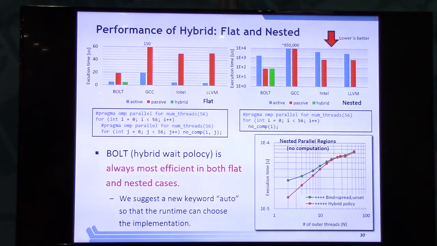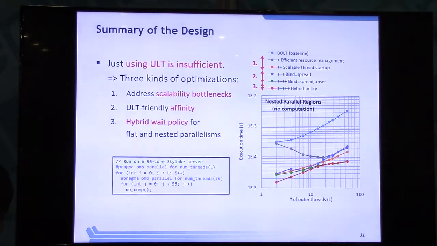On the left, parallelism is very limited, so it is not flat, but parallelism is not very abundant. Then the hybrid policy can efficiently handle such a case and shows better performance than the passive implementation. All right, so the summary of the talk, Bolt, design and implementation. Just replacing the threading layer is not enough, and we apply 3 kinds of optimizations to fully exploit nested parallelism without hurting the flat parallelism. Then it reduces overhead by 10 times.